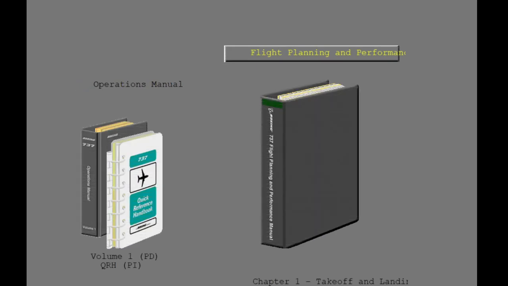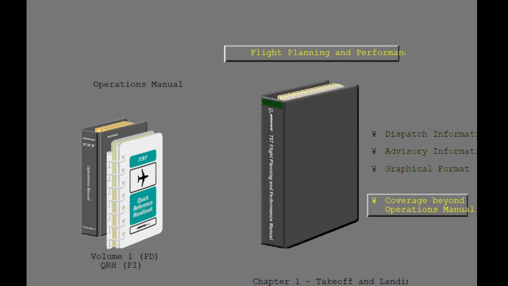The Flight Planning and Performance Manual is an additional source of landing performance data, which includes both dispatch information and advisory information in graphical format. The Flight Planning and Performance Manual includes landing performance information for some conditions and airplane configurations which are not available in the Operations Manual.